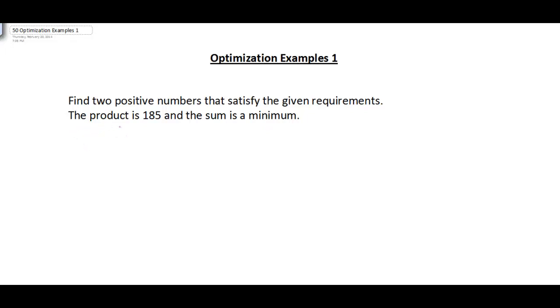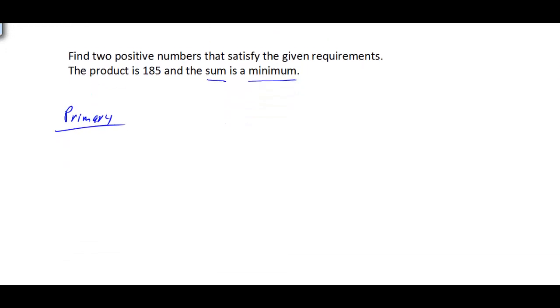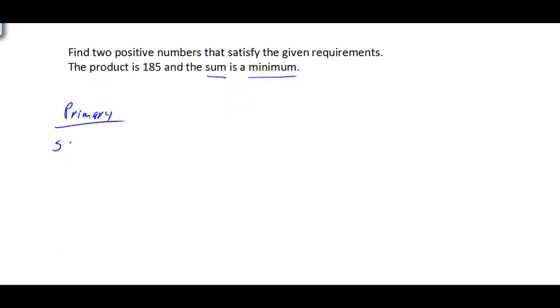Now, we have the product is 185 and the sum is a minimum. So that means our primary equation is we're looking for the sum is a minimum. So the sum is our primary equation. So the sum is equal to, and again here it says two positive numbers, so we could say the sum is equal to x plus y.